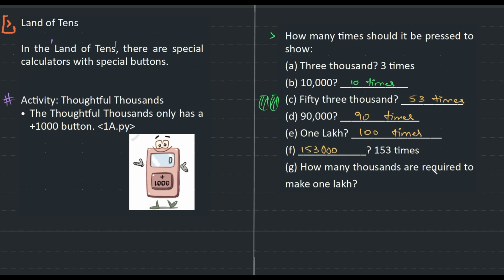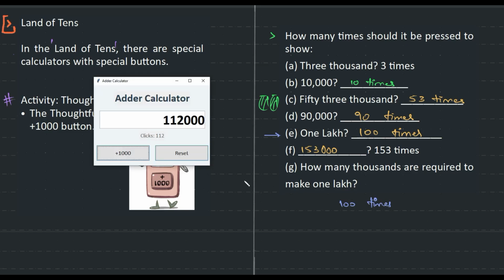How many thousands are required to make 1 lakh? Okay, now we're looking at how many thousand are required to make 1 lakh. Did we answer that question? We actually did. Can you think of it? We just did that over here. Can you see that? 1 lakh, 100 times. We reached 1 lakh by pressing 1000 100 times.